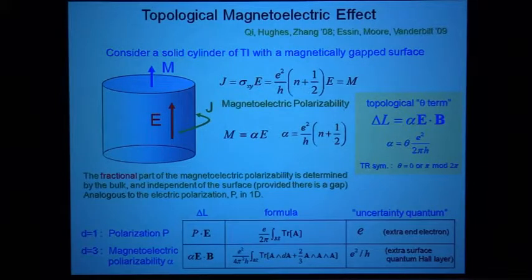If I think about the magnetoelectric polarizability, then the part that is determined by the bulk is only the fractional part of this. It's this 1/2. I could always change this by e²/h just by adding an extra quantum Hall layer on the surface. And now it turns out it's possible to determine what this theta term is in terms of the Bloch band structure, and I'm not going to explain how to derive this formula.